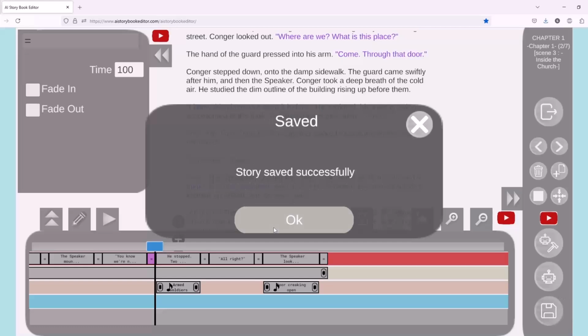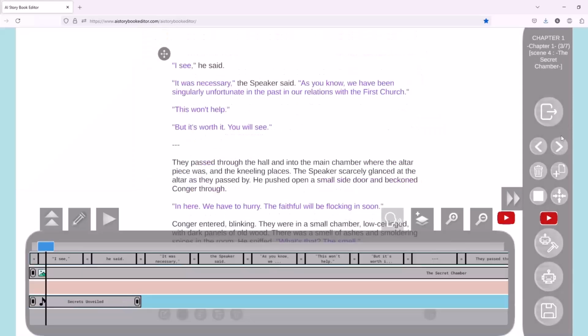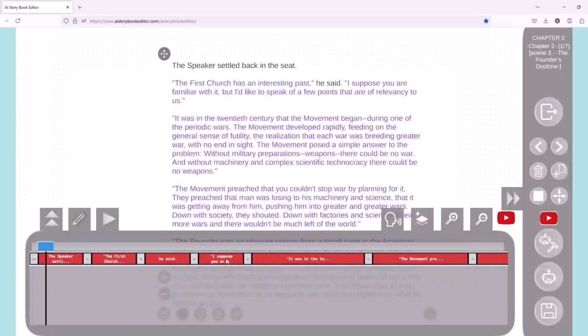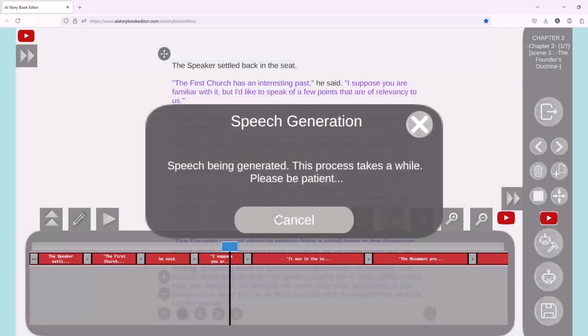So now we are going to do the rest of the chapters. We are going to generate the speeches for each one of the different chapters. So we are going to go with the next one, and we are going to generate all the speeches.